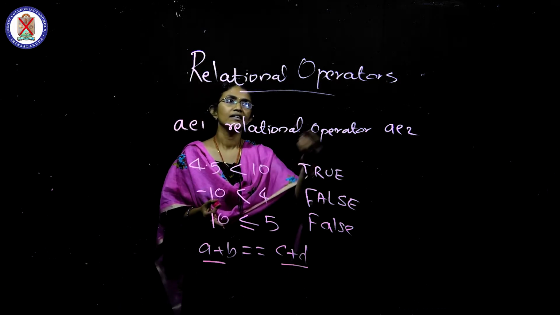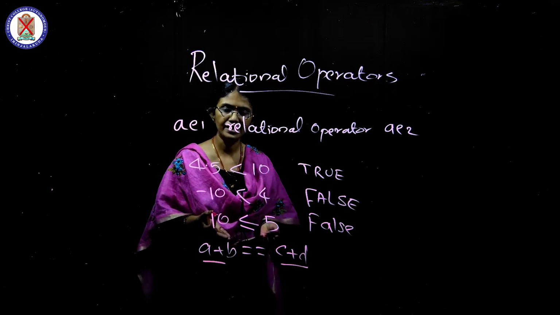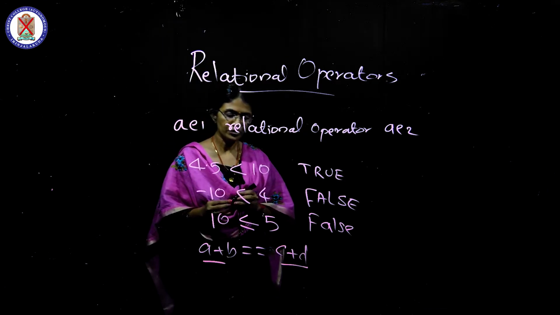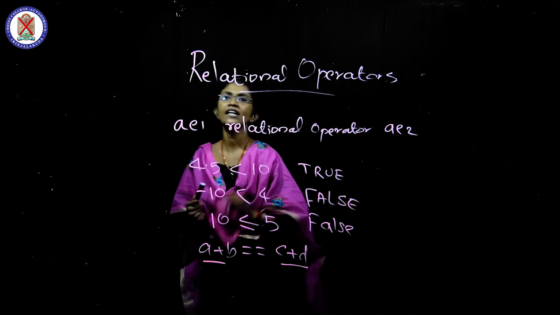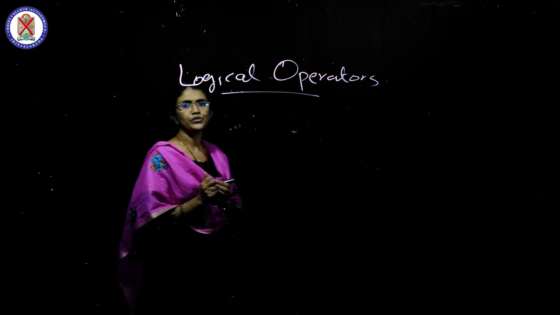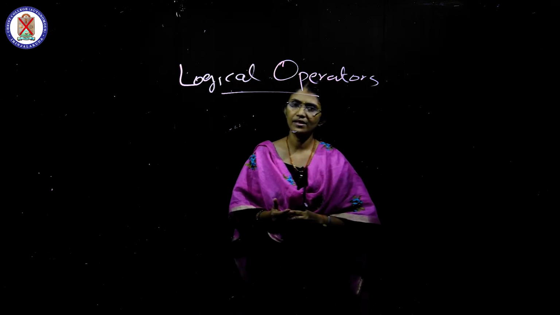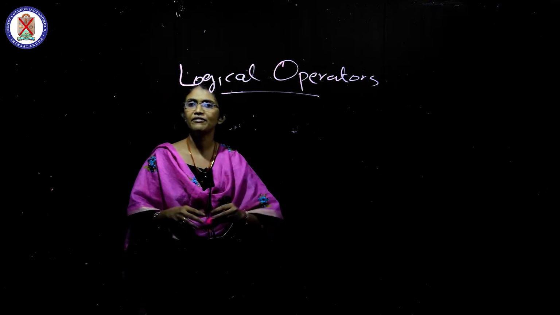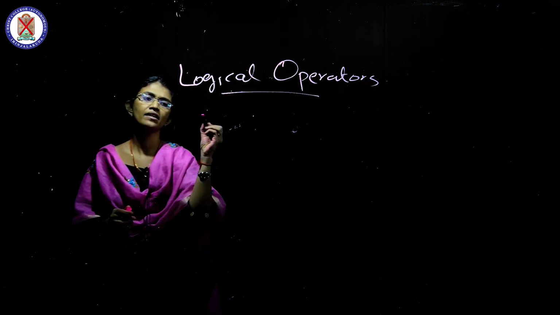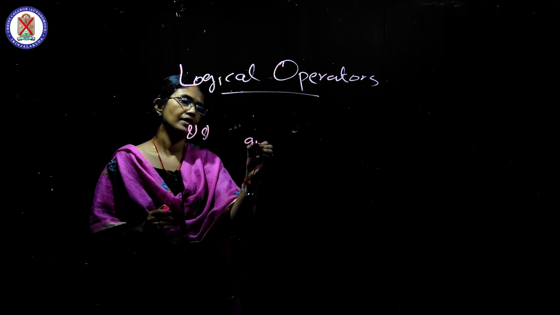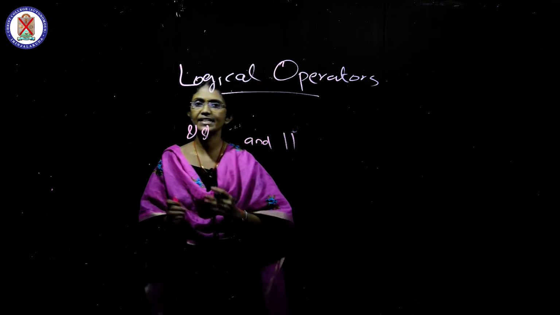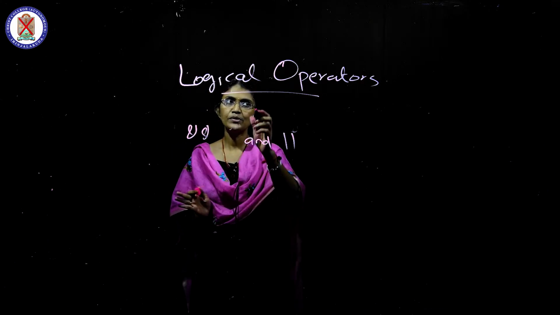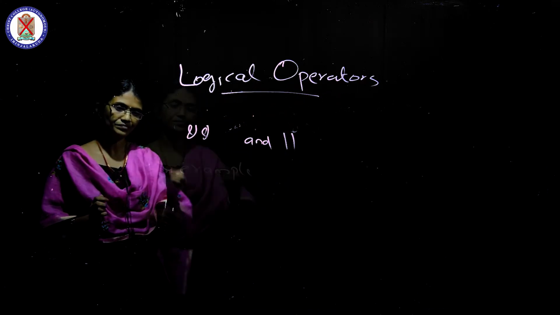In this section we discussed the relational operators. C supports 6 relational operators. Now we have to go to the next section, that is logical operators. When we have to reach a decision and we have to check more than one condition, then we use the logical operators. They are AND and OR.